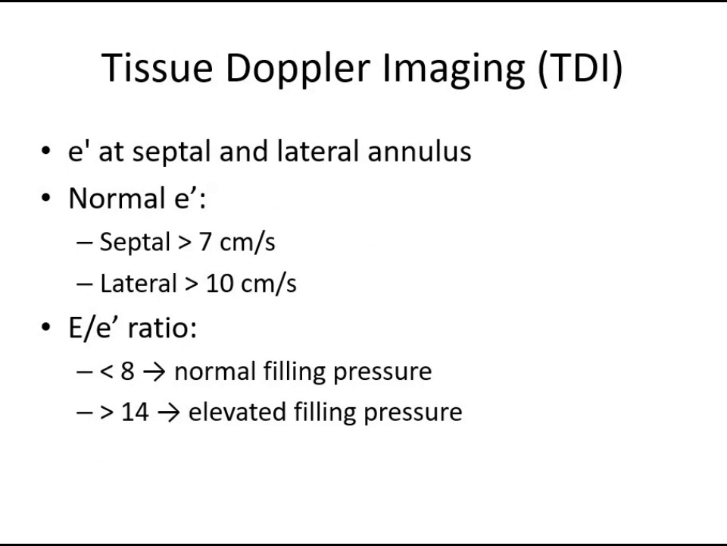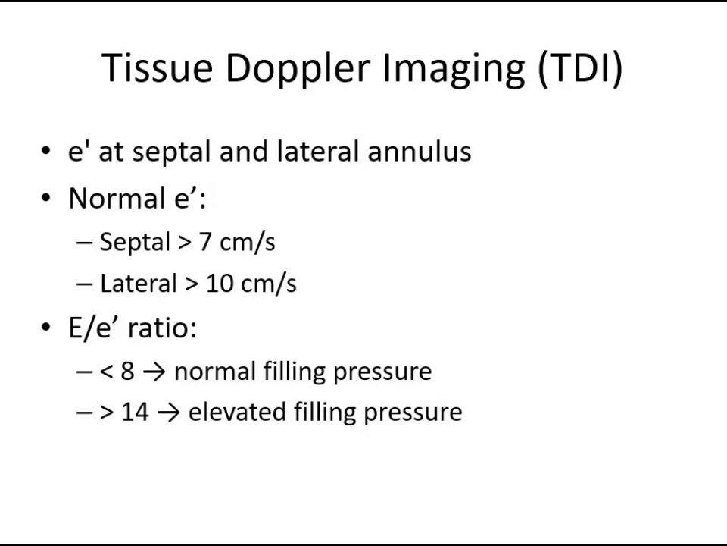Tissue Doppler imaging lets us look under the hood at myocardial motion. We're looking at E' velocities. Septal E', the normal is greater than 7 centimeters per second, and lateral E' normal is greater than 10 centimeters per second. The way I remember this is 7:11.